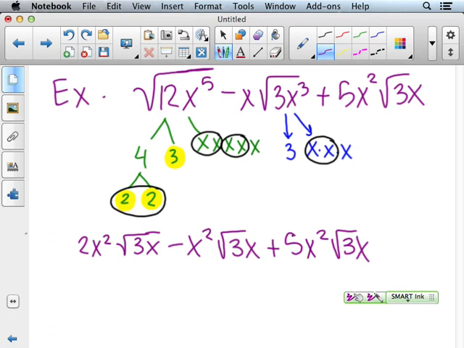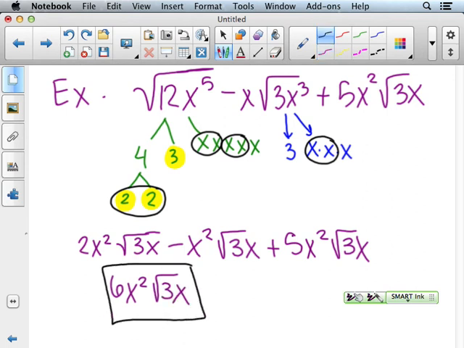So you can combine all of them. All of them can be combined, and this one's kind of tricky, but it's nice that these all worked out to be x squareds. 2x squared minus x squared plus 5x squared. What's that? 2x squared minus x squared is 1x squared, plus 5x squared is 6x squared, times square root 3x. There's your final answer. Okay.